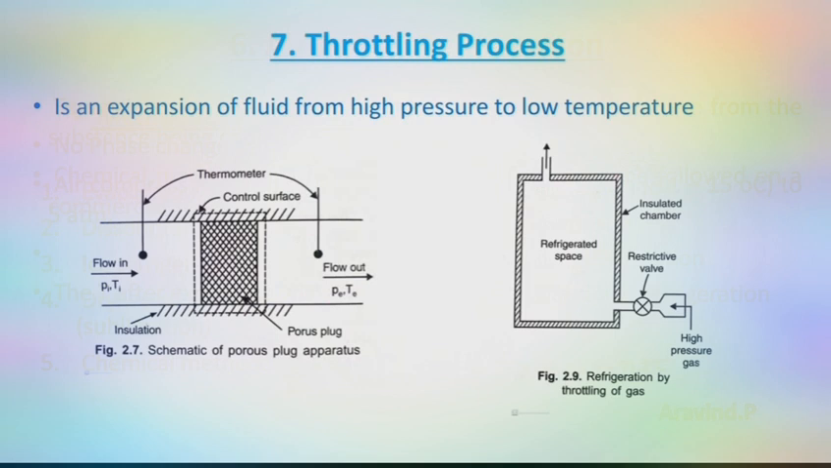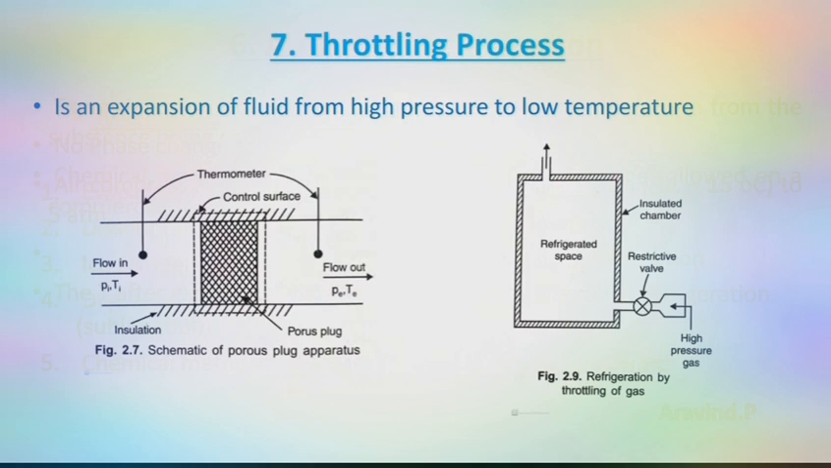The throttling process is characterized mainly by four features. First, no shaft work is required. Second, there is no heat interaction, because the pipe is thermally insulated. Third, there is no change in potential energy, because the pipe is placed horizontally. Fourth, there are negligible changes in kinetic energy. These are the main four features of the throttling process.